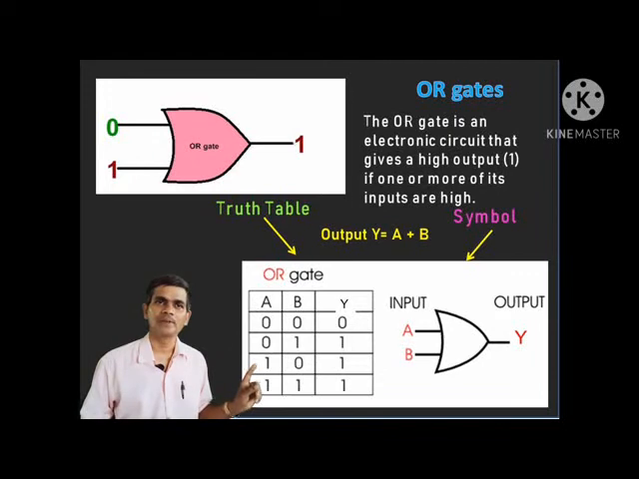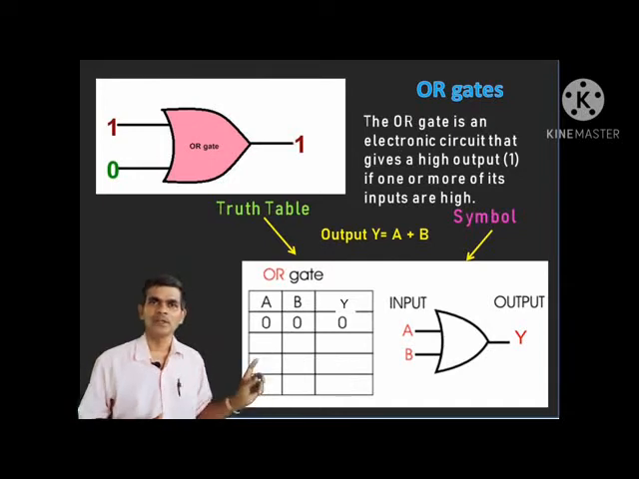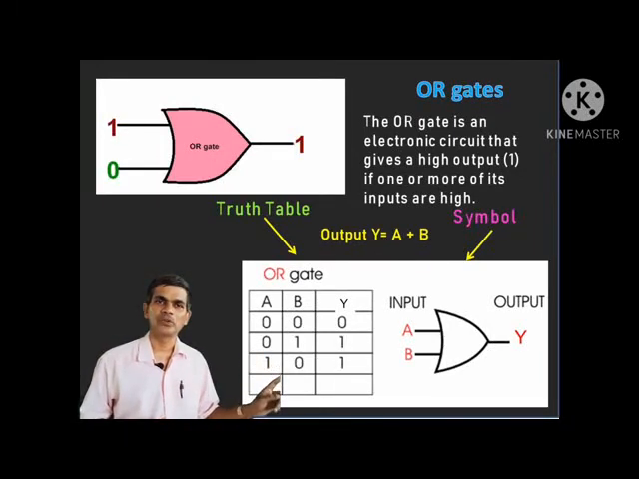You can observe here, both inputs 0, 0 give output 0. But inputs 0 and 1 give output 1, 1 and 0 give output 1, and 1, 1 give output 1. That you can observe in the truth table. If A and B are inputs and Y is the output, then for 0, 0 the output is 0, for 0 and 1 the output is 1, for 1 and 0 the output is 1, and for 1 and 1 the output is 1. This circuit works based on this truth table.